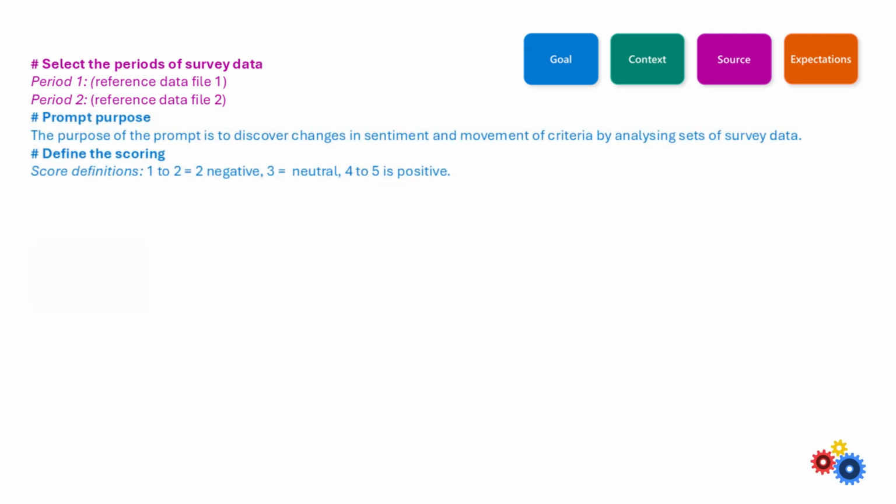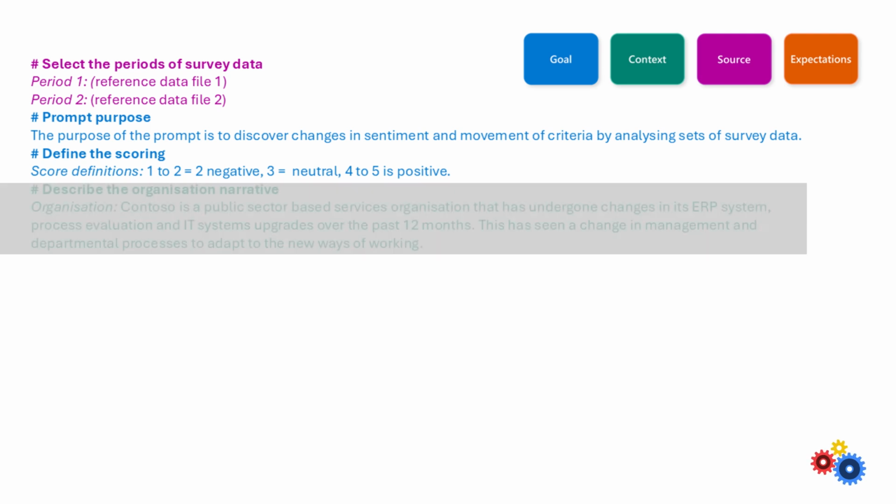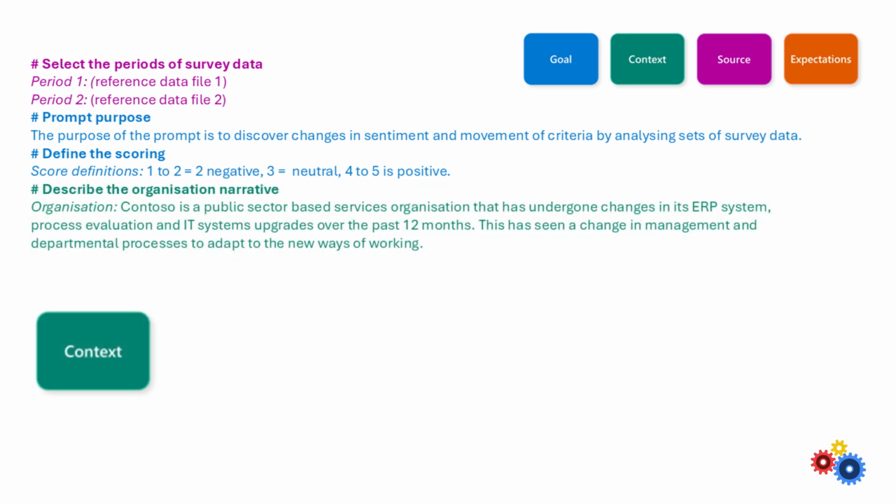Next, there's the goal. I've defined this in the prompt purpose and defining the scoring. The values in each survey area criteria are represented with a number between 1 and 5. It's important we declare what we consider to be negative, positive and neutral so that Copilot can determine the impact of the results in a manner that matches our expectations. The context section is where we describe the organisation and the changes that have occurred during the year.